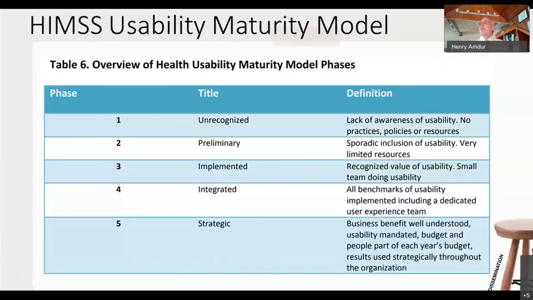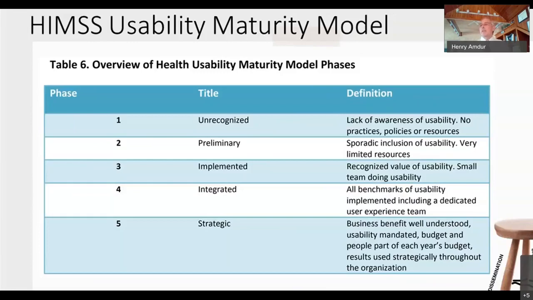The usability maturity model is a tool to evaluate where an organization is in the recognition and the implementation of usability. Unrecognized is lack of awareness of usability, no practices, policies, resources allocated. And this is where most organizations are in this country today. Providers, administrators, and IT working in silos.